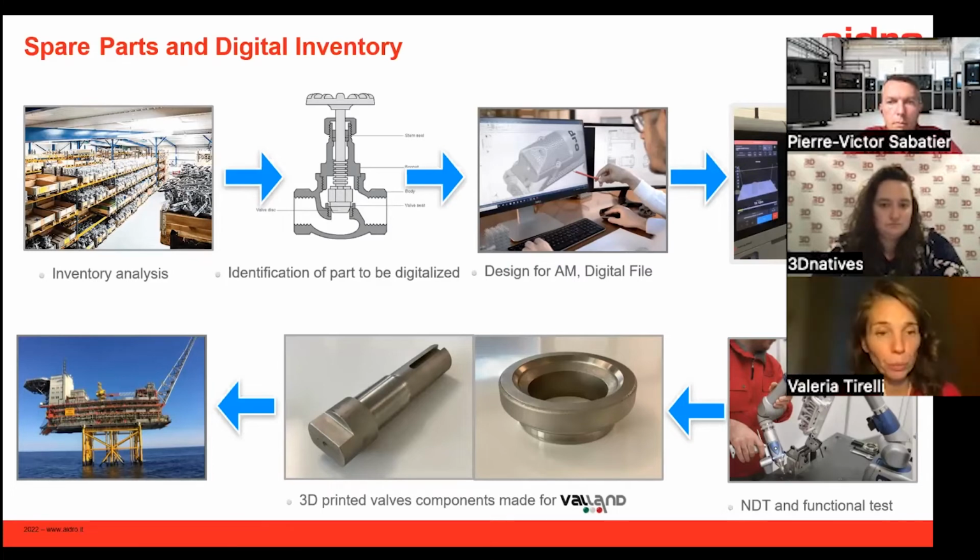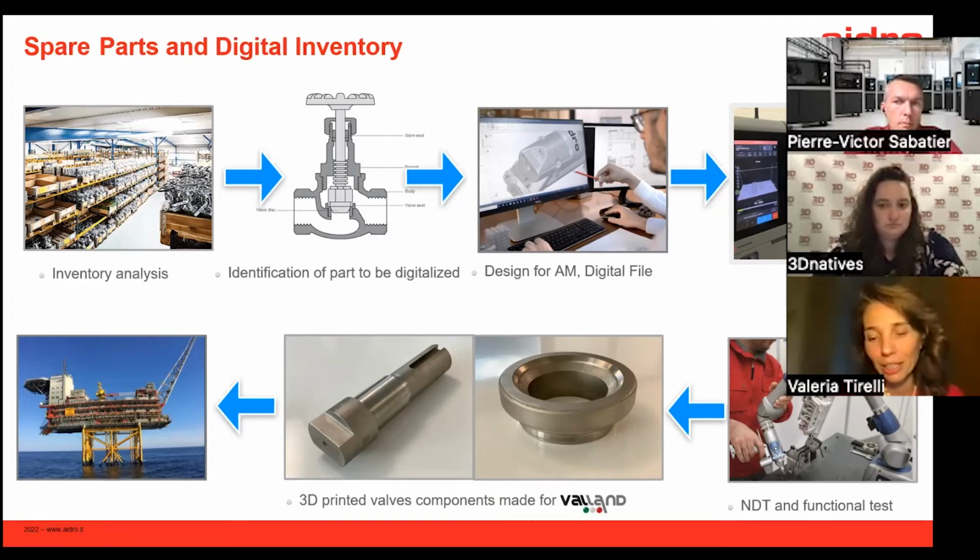With the printer, we produced a few parts, which were then tested on functionality, on mechanical properties, and with non-destructive tests. Then you see these two components for a big oil and gas valve were installed in the field. So this is a very good example of what we can do with additive manufacturing to solve supply chain issues and to have a digital file instead of physical spare parts.